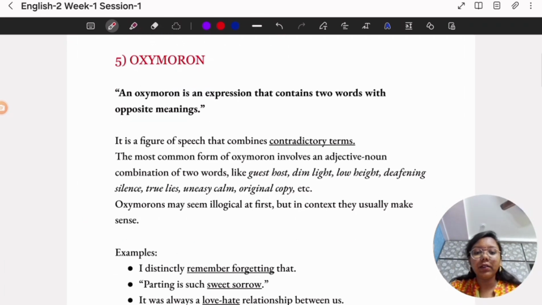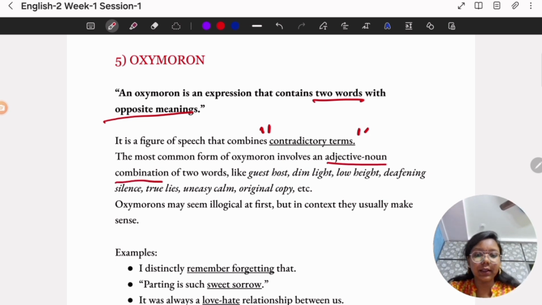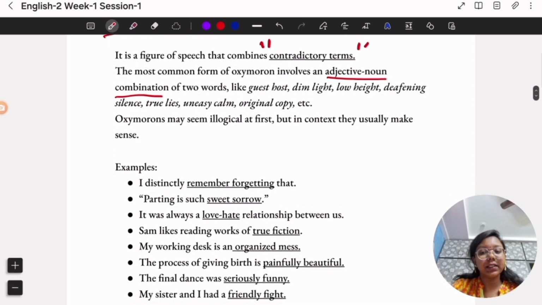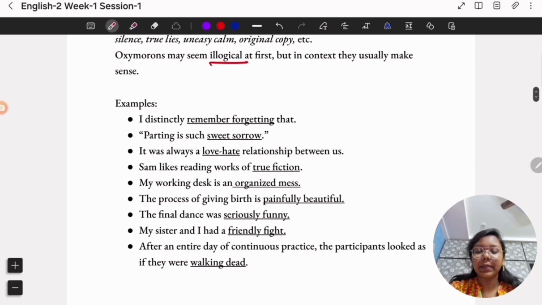So oxymoron: it contains two words with opposite meanings. It combines contradictory terms, and those terms are usually an adjective-noun combination, as you can see here. Dim light, low height, most of them are adjective-noun combinations. Even these seem illogical at first. So let's see the examples.